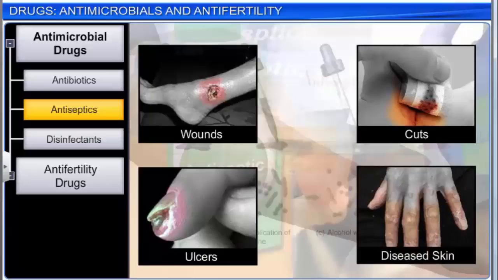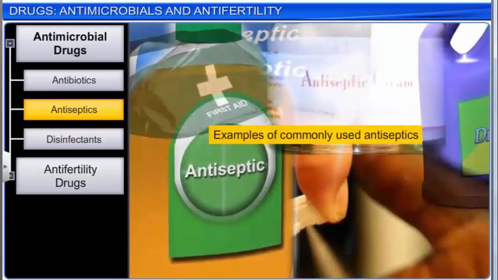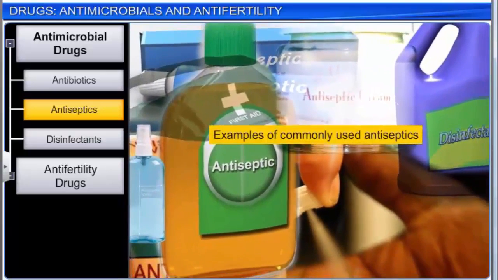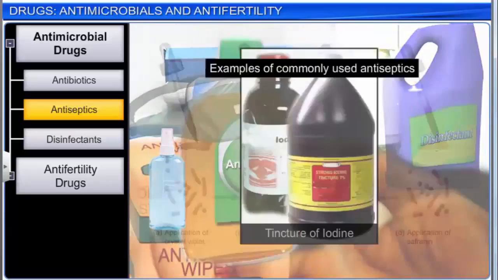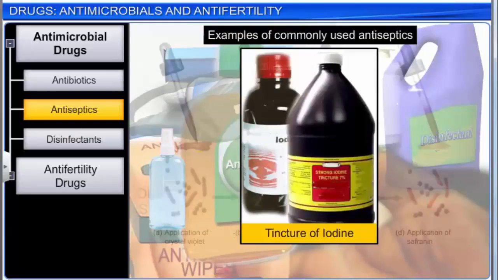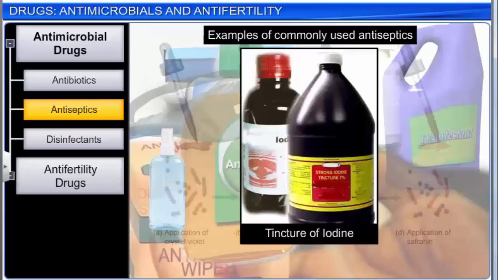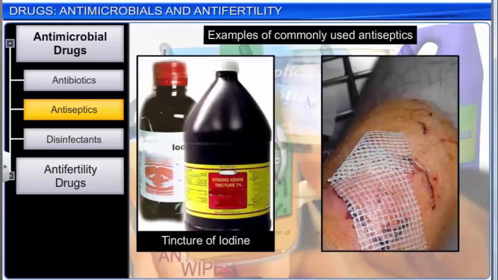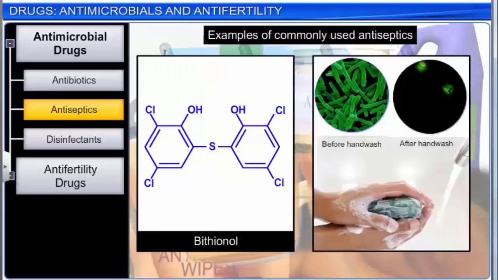Let us look at some examples of commonly used antiseptics. A tincture consisting of a solution of elemental iodine in ethyl alcohol water mixture is known as tincture of iodine. It is applied topically to wounds as an antiseptic. Bithionol is added to soap to impart antiseptic properties.